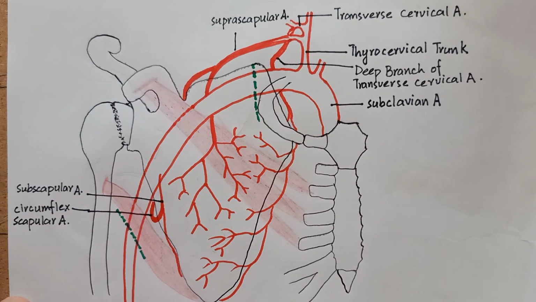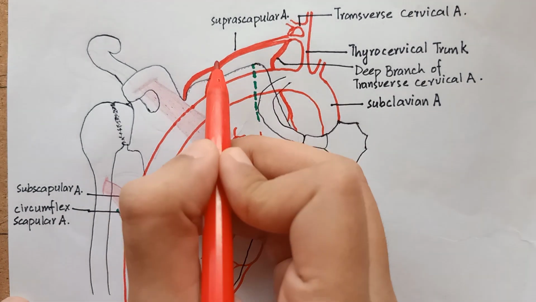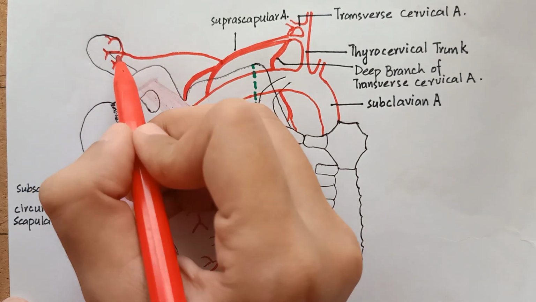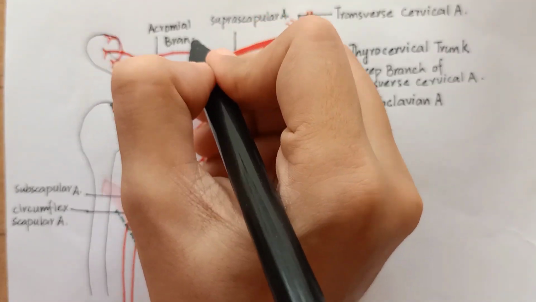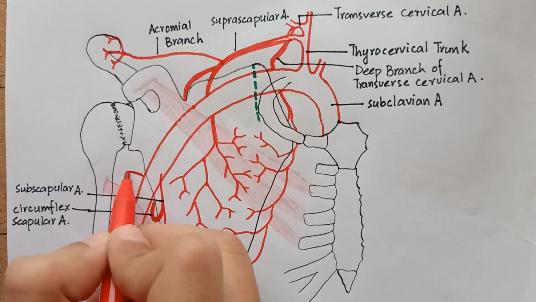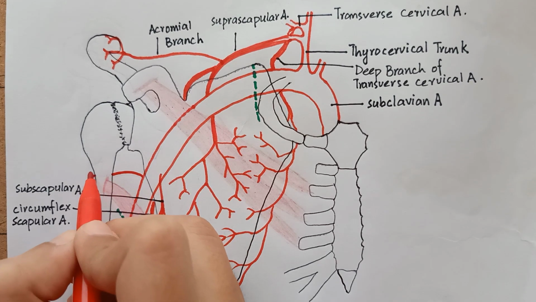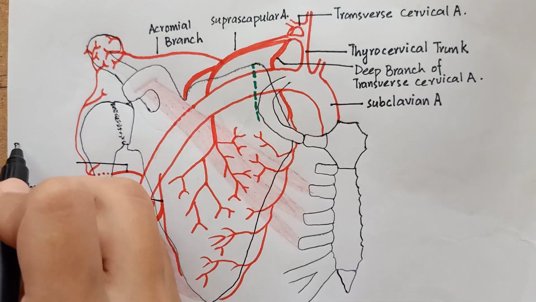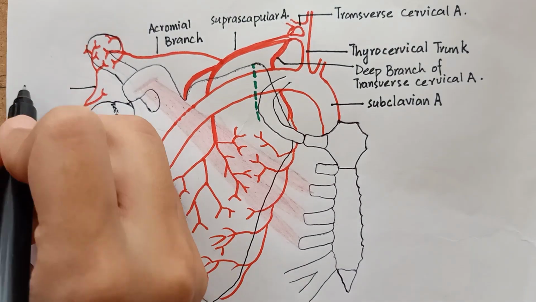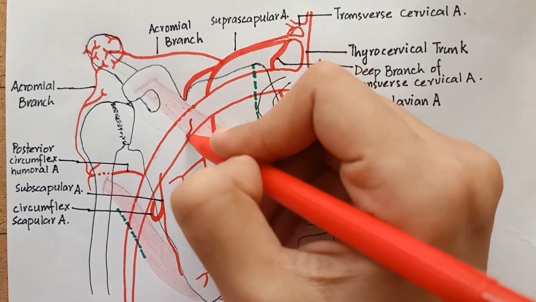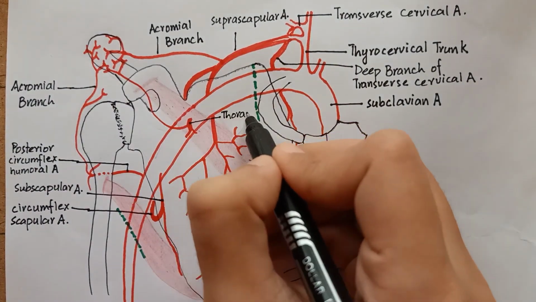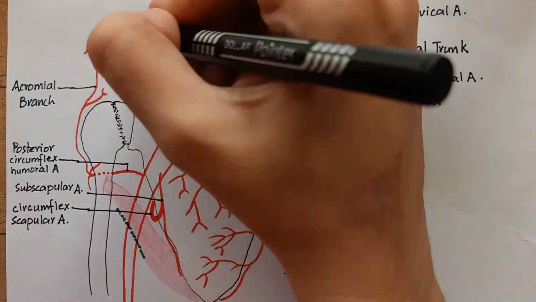Now coming to the anastomosis over acromion process. This anastomosis is also formed by three arteries. One is the acromial branch of suprascapular artery. Second is the acromial branch of posterior circumflex humeral artery, which arises from the third part of axillary artery. And third is the acromial branch of thoracoacromial artery, which arises from the second part of axillary artery.